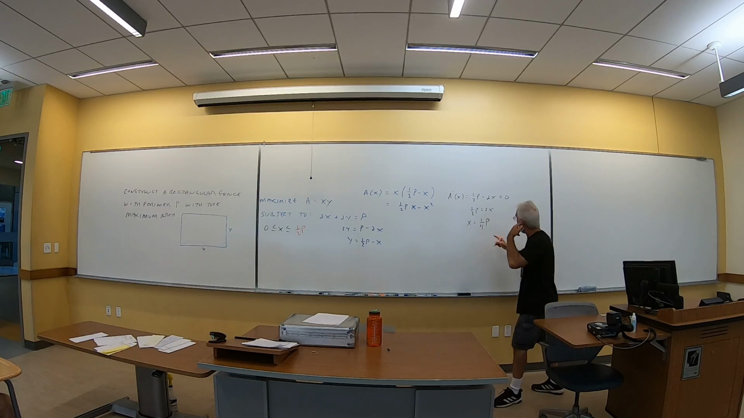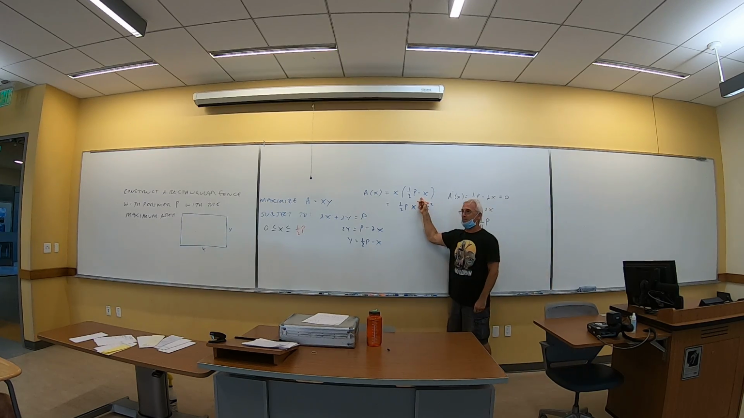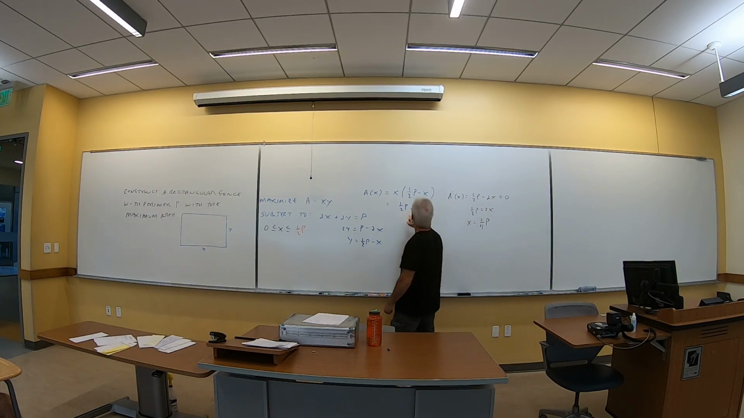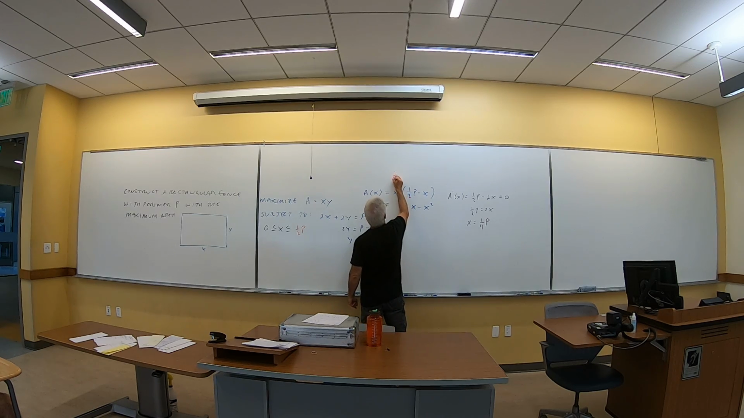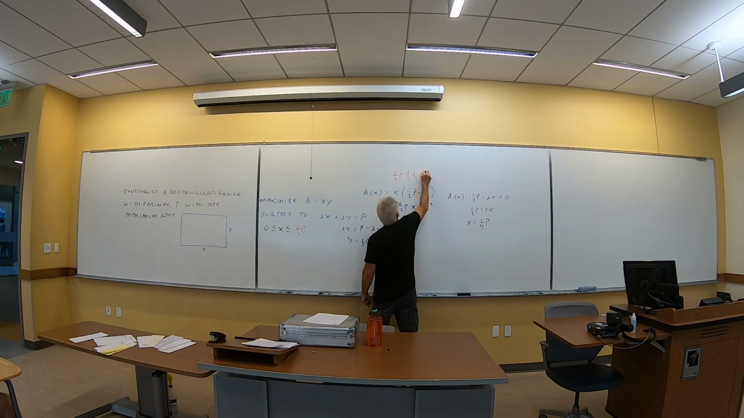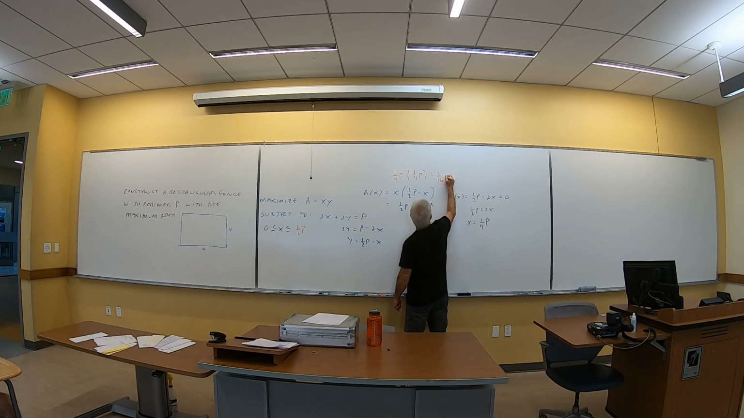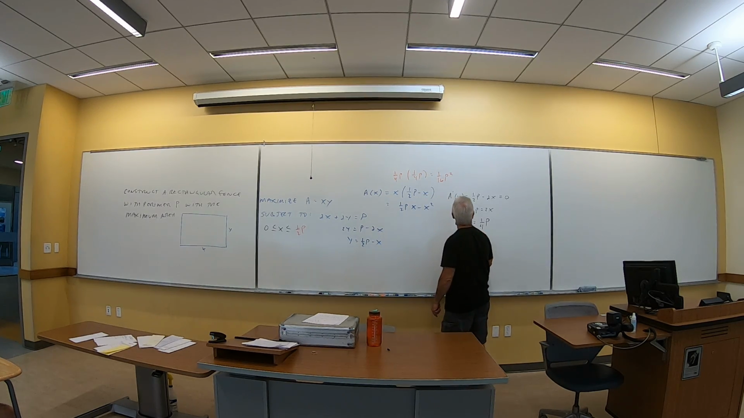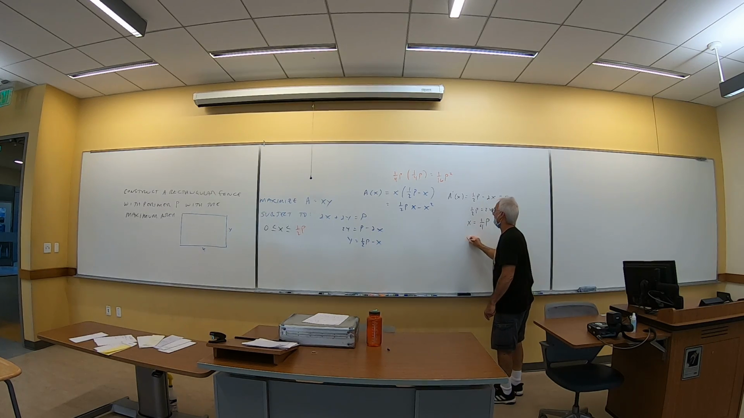And if I put 1/4 P into this, I get some positive number. In fact, what would I get if I put 1/4 P? I'd get 1/4 P times 1/4 P, which would be 1/16 P squared. But more importantly, if X is a 4th P, then what's Y?